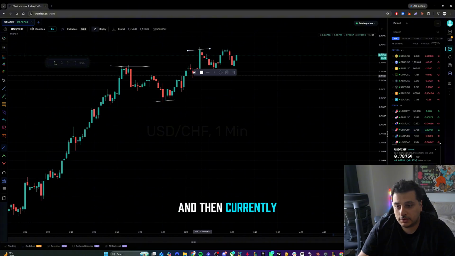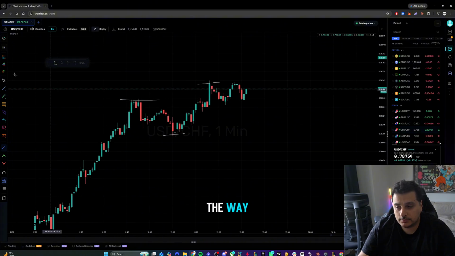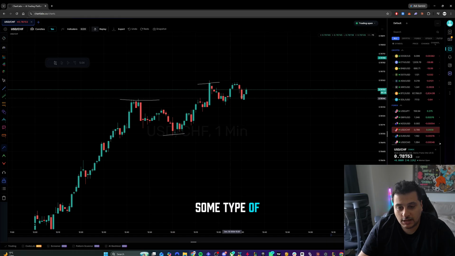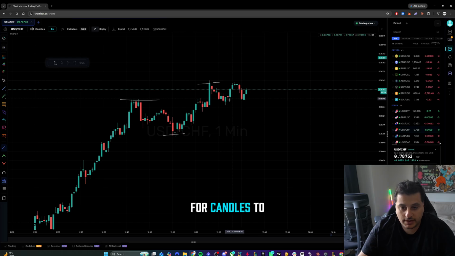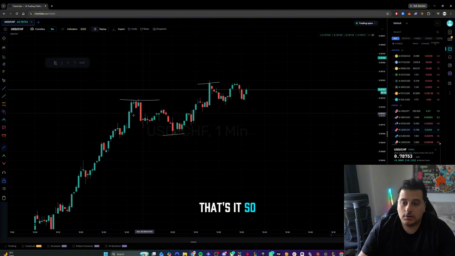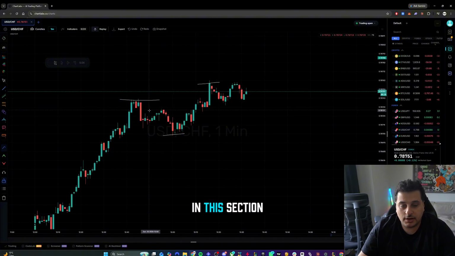Currently, if we move this out of the way, we're waiting on the candle to give us some type of confirmation to enter a trade here, right? Is it going to fall back down to this level here? It already did. It came back down and retested this support right here. And now we're just waiting for candles to confirm our entries, guys. It's very simple. That's it. So now we know we're looking for a buy scenario in this section here.